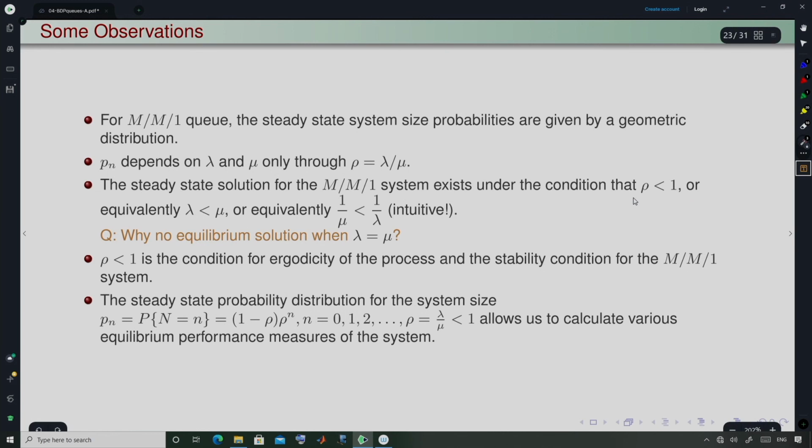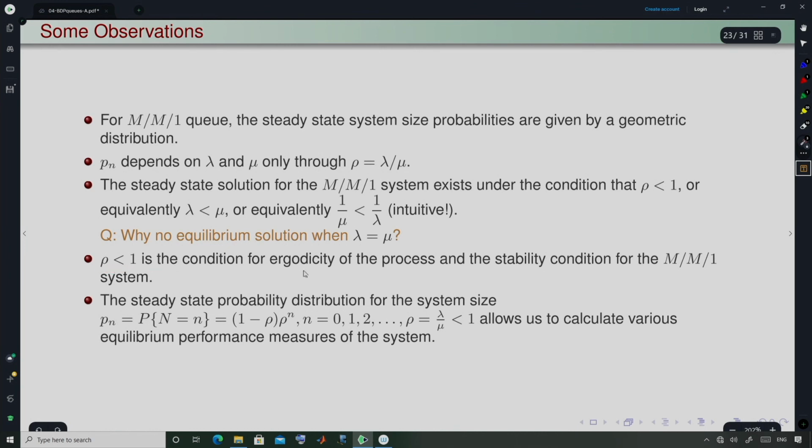So, this condition also makes intuitive sense, but why is there no equilibrium solution when lambda equals mu? You can see that when lambda equals mu, it would exactly match, provided there is no randomness here. Because of this randomness, there may be patches at which the system will be empty, and it will not be able to serve because the mean service rate is exactly equal to the mean arrival rate. So, it will not be able to serve completely, and then the queue will start building up, so that stability is lost. So, this is the condition for the ergodicity of the BDP and the stability condition for MM1.